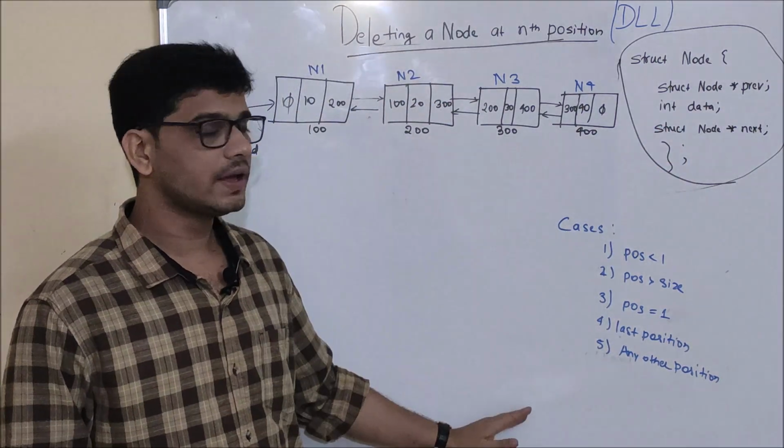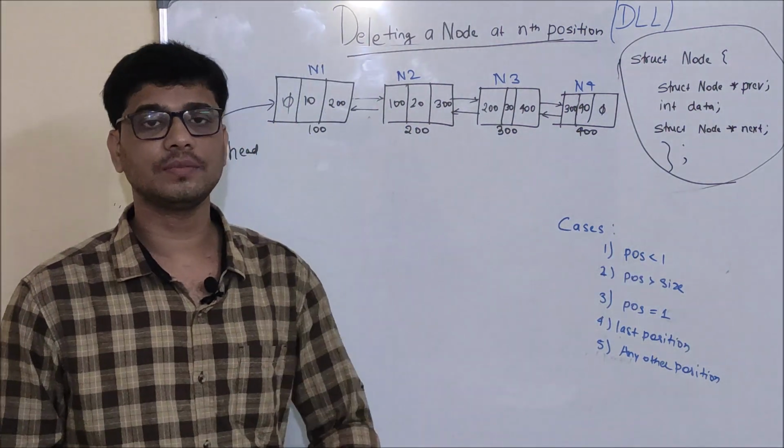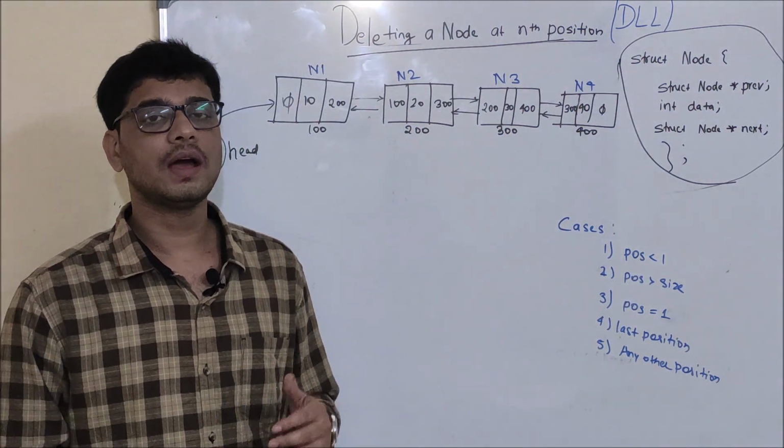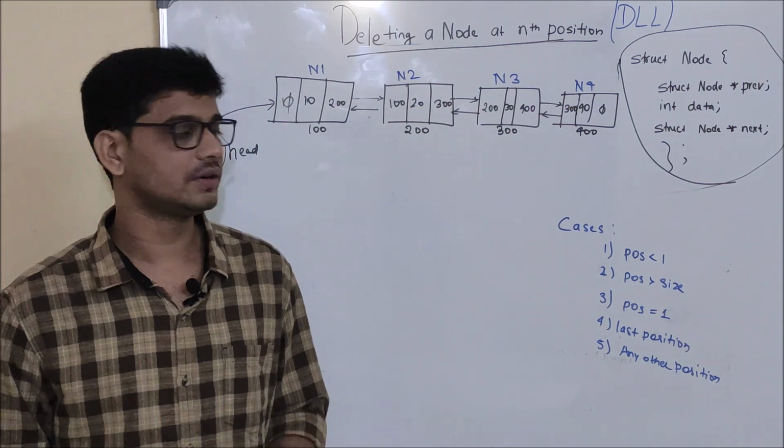To do it, I have to deal with 5 cases. And what are those? First of all, position is smaller than 1. Suppose I have a linked list of size 5 and I want to delete a node at -1, -2 position. Is it possible? No, it is not.